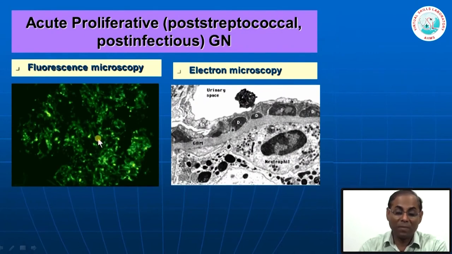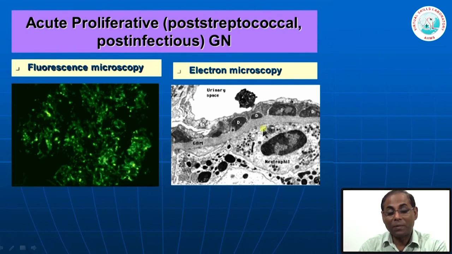If you do the immunofluorescence microscope, you typically see immune complex deposits of IgG and C3. Some are large deposits, some are small deposits, coarse deposits, and they are typically described as a starry sky appearance, and deposits are there in the capillary wall as well as in the mesangium.